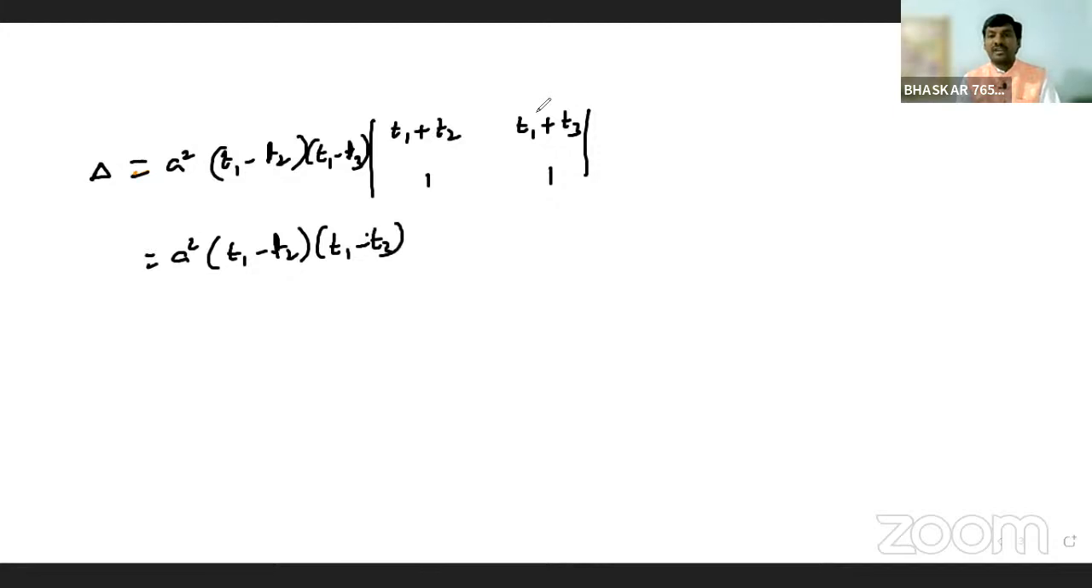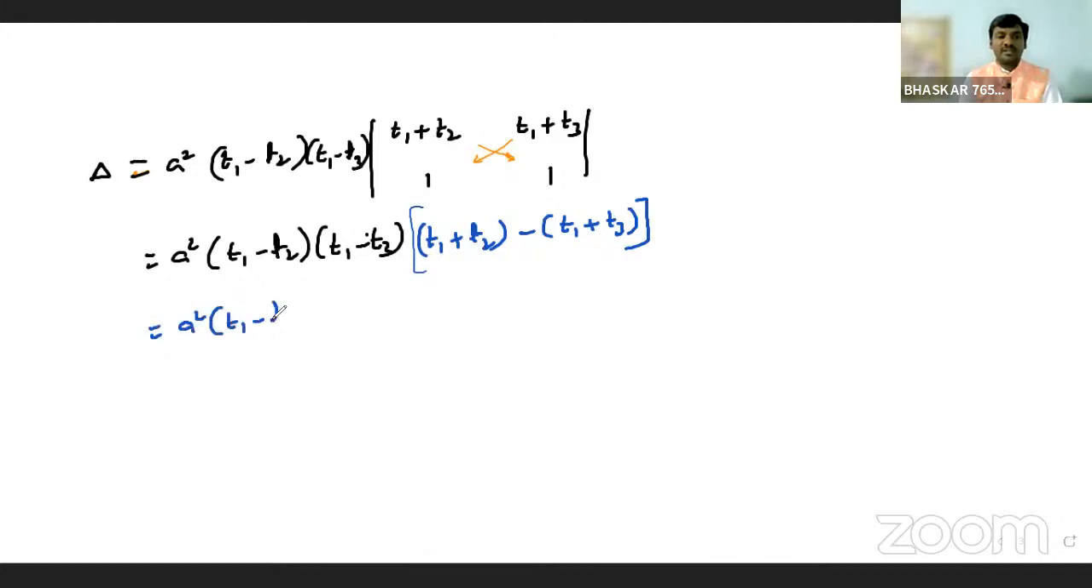Okay, how to find the determinant of 2 by 2? Product of these two minus product of these two. So if we apply, then what we get here is (t1 plus t2) into 1, which is t1 plus t2, minus (t1 plus t3) into 1, which is t1 plus t3. Now this is equal to a square into (t1 minus t2) and (t1 minus t3).